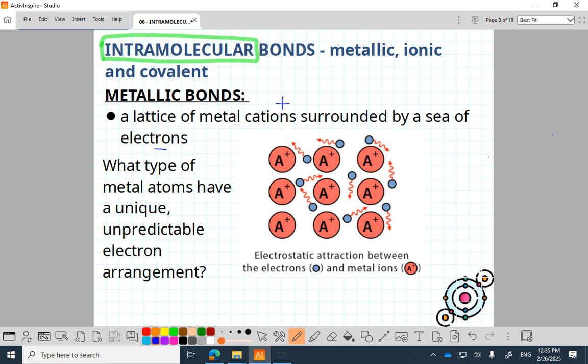Okay, so just to remind us one more time, what type of metal atoms have a unique, unpredictable electron arrangement? Transition, yes.